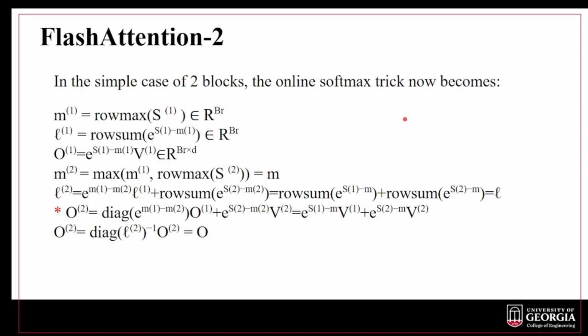Okay, similarly, we also consider the two blocks as previously discussed, the process like this. We compute M1, L1, O1, M2, and L2 in the same way. However, here, we only compute the unscaled O2, and then apply the scaling at the end of the loop.